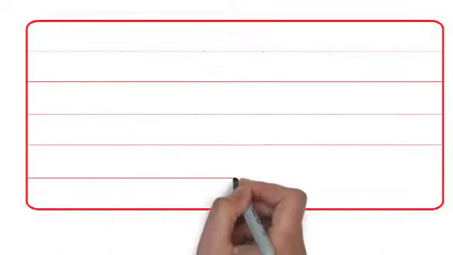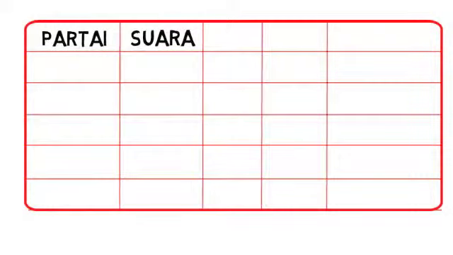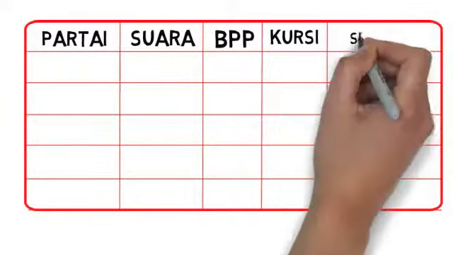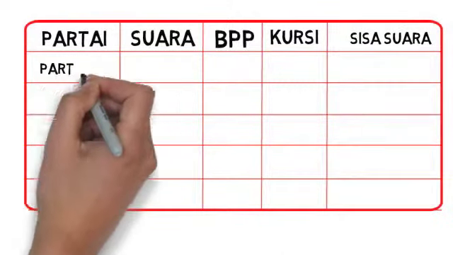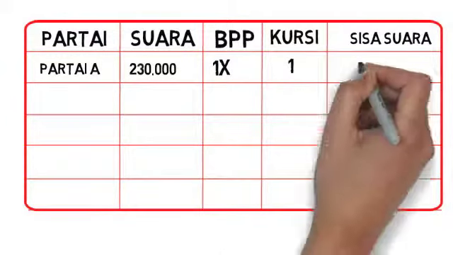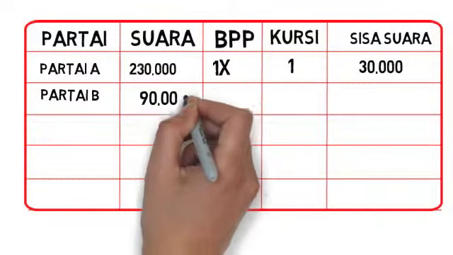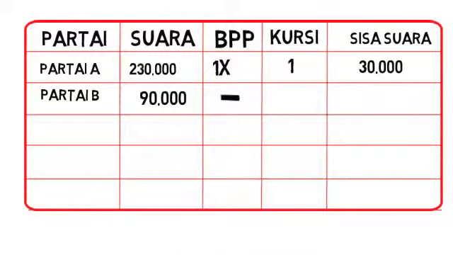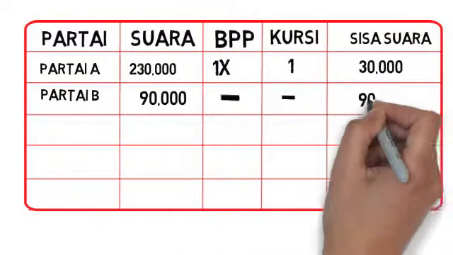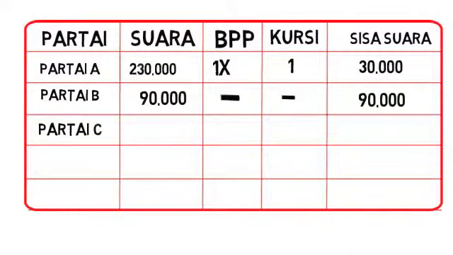After identifying the total number of parties' valid votes and the BPP, we can find out how many seats each receives and the amount of its vote remainders. In the case where BPP is 200,000, if Party A collects 230,000 valid votes, which fulfills the BPP once, Party A earns one seat with 30,000 remaining votes. Party B collects 90,000 valid votes, which does not fulfill the BPP. So, Party B earns no seat and all those valid votes become Party B's remaining votes.